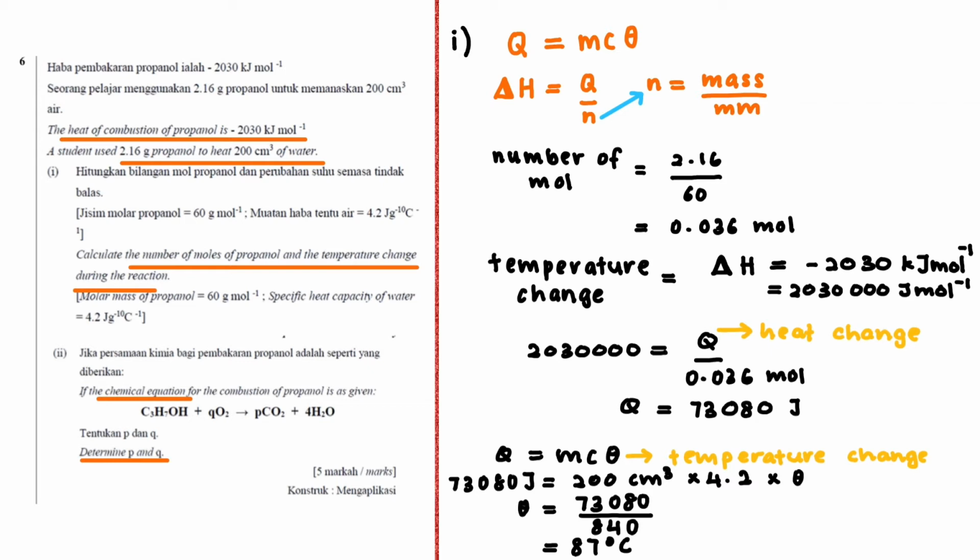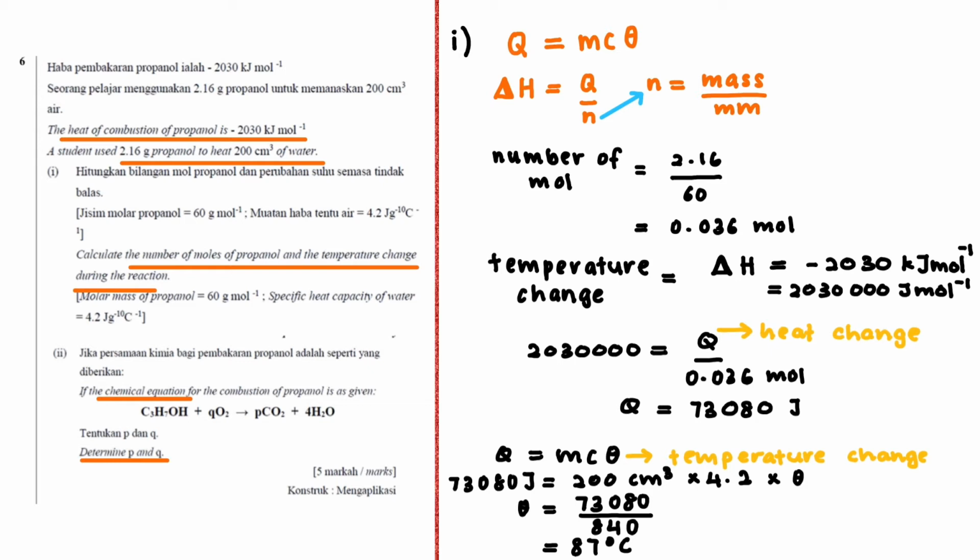Step 1. Find n, the number of mole. Use the formula n equals mass over molar mass. 2.16 gram of propanol is divided by 60 gram per mole. We will get n equals 0.036 mole.